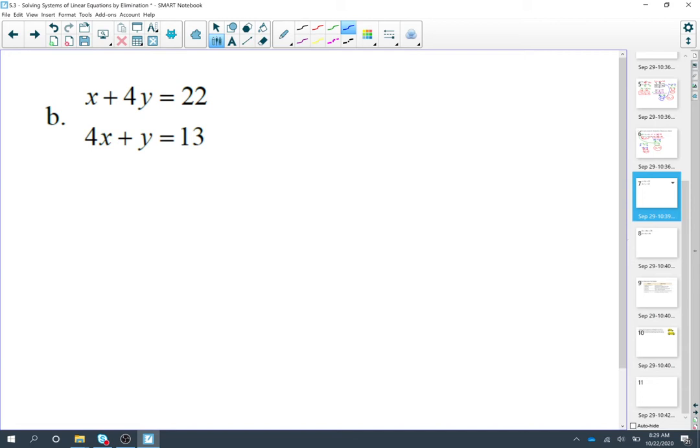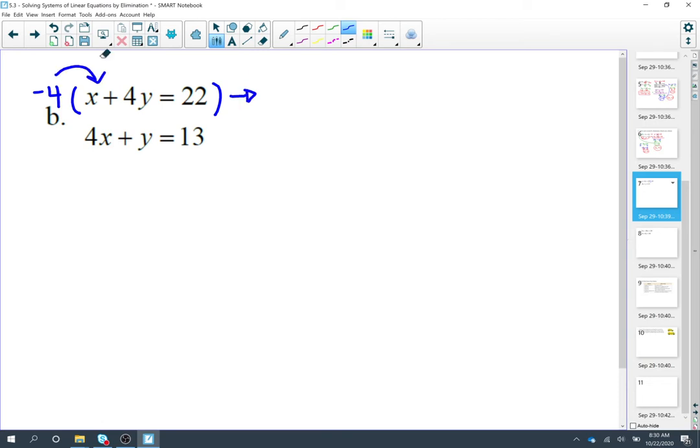Now, these are both positive. These are both positive. So somewhere along the line, I need to make something negative. Doesn't matter if we do x or y, I'm going to choose x this time. If this is a 4x, I need this to be a -4x. So the way I make it a -4x is I'm going to multiply by -4. Make sure you distribute to the whole thing.